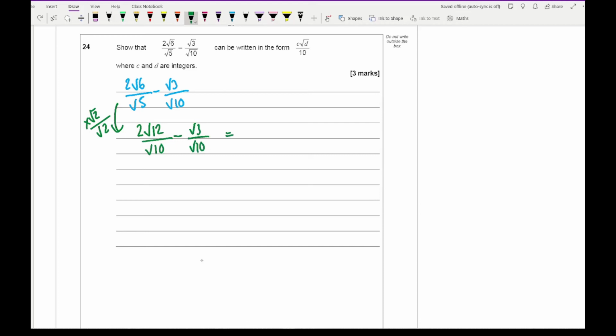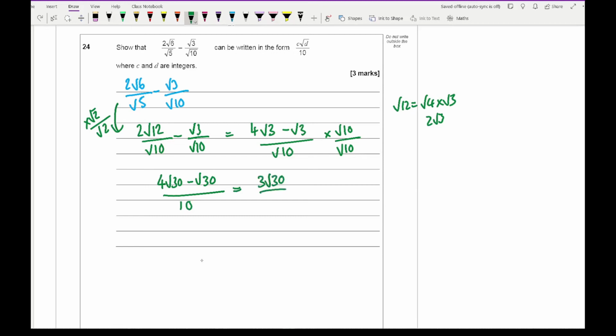So then, now root 12 is root 4 times root 3, which is 2 root 3. So then how I can write this is 4 root 3 minus root 3 over root 10. Then if I multiply by root 10 over root 10 to rationalise the denominator, I get 4 root 30 minus root 30 over 10. And 4 root 30 minus 1 root 30 gives me 3 root 30 over 10. And there is my final answer. Just got to think, can I simplify root 30? No, I can't. So that there is going to give me my final answer.